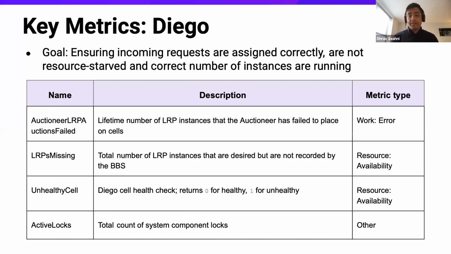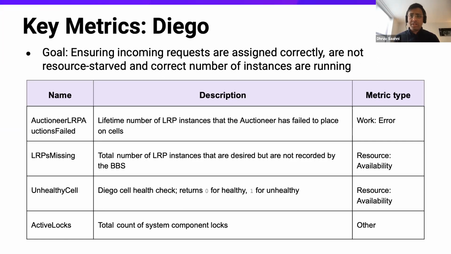For unhealthy cell, the Diego cell health check, this is again a very simple health check, 0 or 1. This will tell you if you have multiple Diego cells, as is very common in Cloud Foundry deployments. If you see a very high number of unhealthy cells, that means something's wrong. Either your BOSH deployments are failing and the Diego cells aren't able to spin up in time, or there's something underlying with the virtualization. If you're running on something like vSphere, something's wrong at that layer.